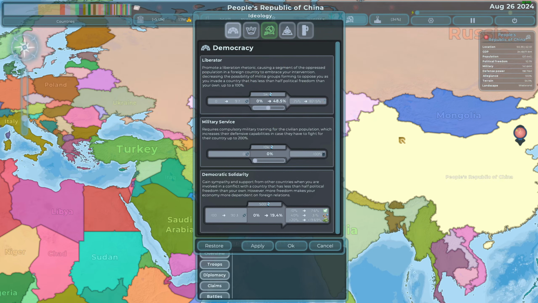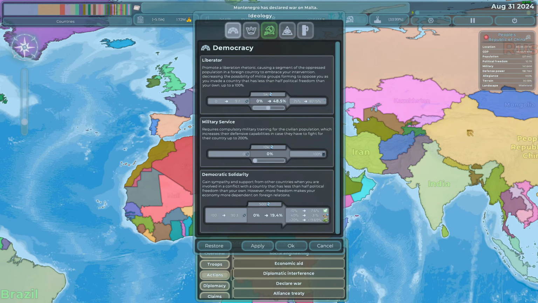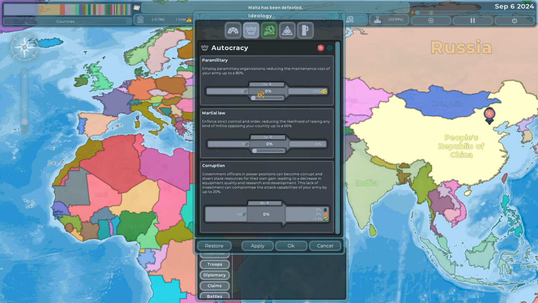Liberator, like, if I was a democracy, let's just say if I was the USA, Liberator would help against China, which is me. And military service strengthens your own militias.